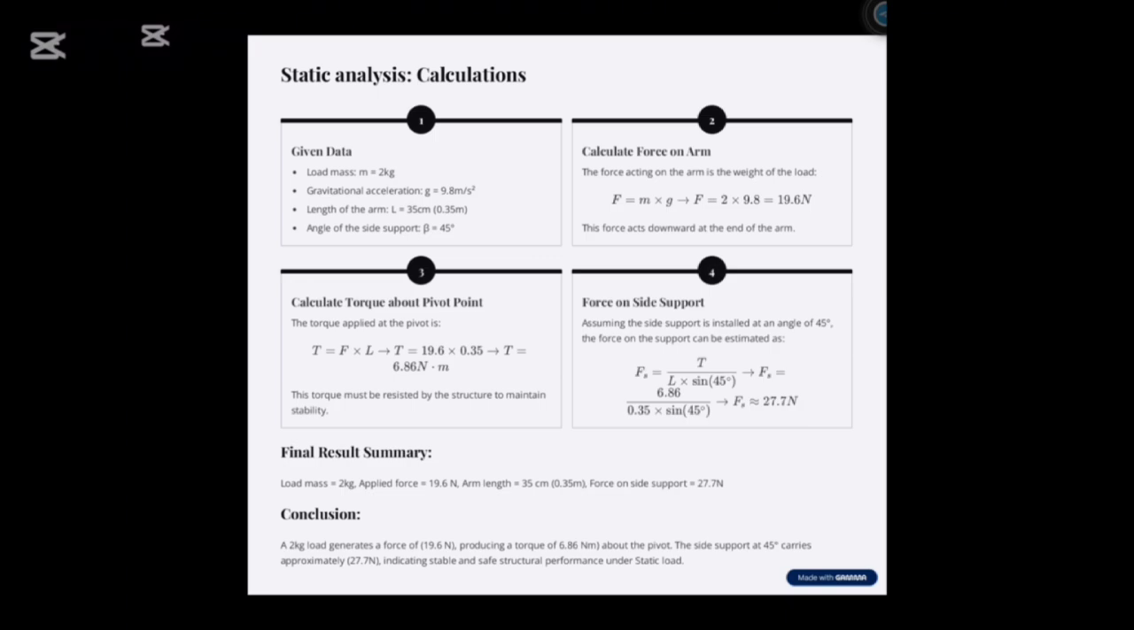In this slide, we applied basic static analysis to study the lifting arm. We started by defining the main parameters of the system, such as the applied load, the arm length, and the support angle. The load creates a force acting downward on the arm, and this force generates a torque about the pivot point. As the torque increases, it directly affects the stability of the system. Therefore, the side support must be strong enough to resist this torque and keep the system stable. The final result shows that the structure can safely handle the applied load under static conditions.